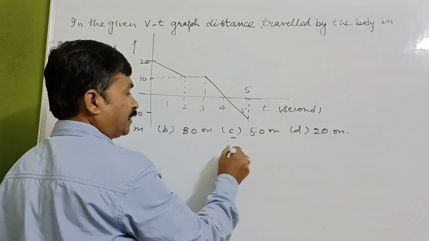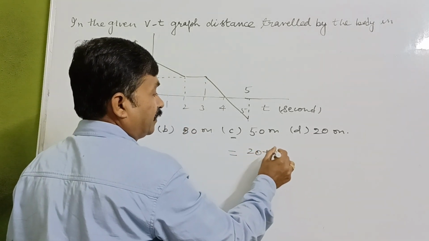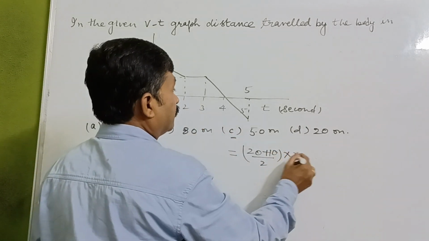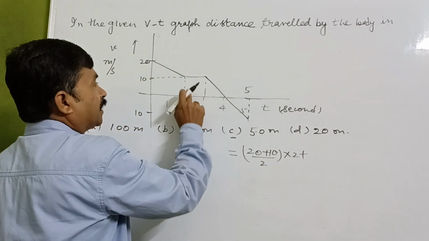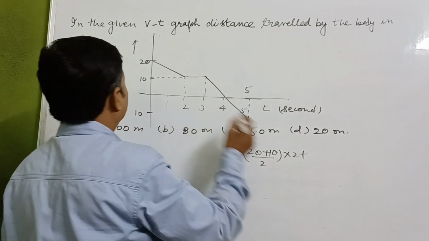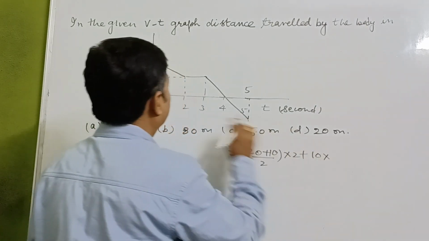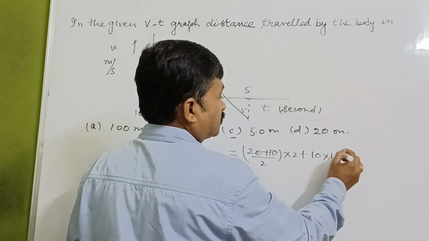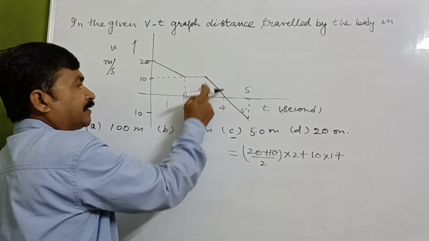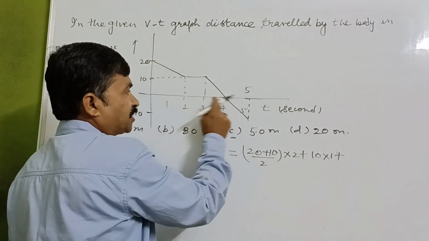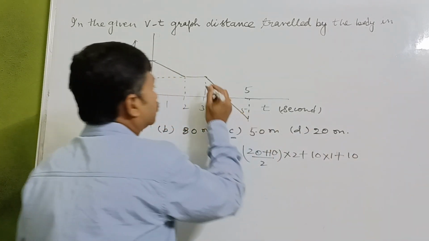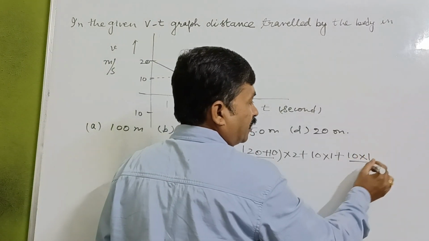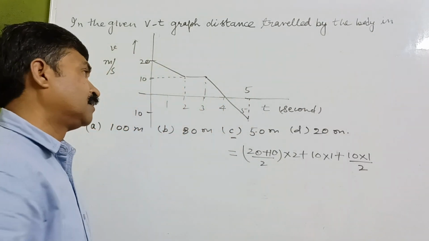So the area of this trapezium is (20 plus 10) upon 2 into the duration, which is 2, plus this area which is a rectangle. Here the length is 10 and the width is 1 second. Next, we have a triangular shape, where this side is 10 and this is 1, and the area of the triangle is 1 upon 2 base into height.